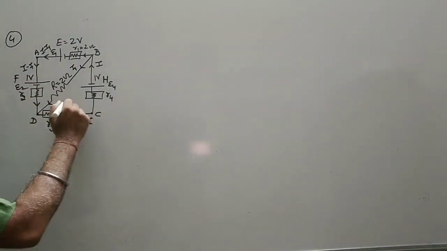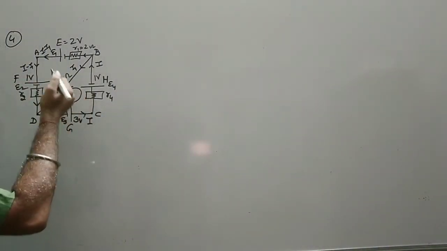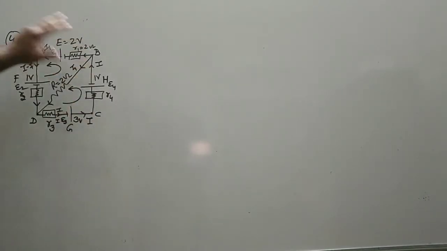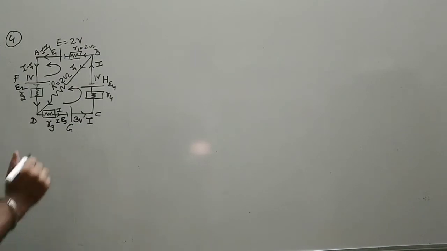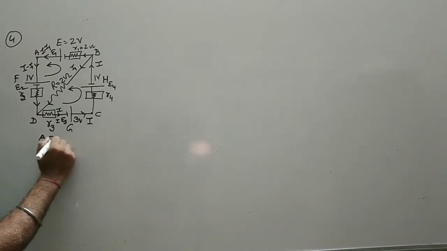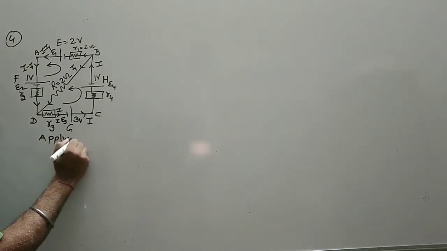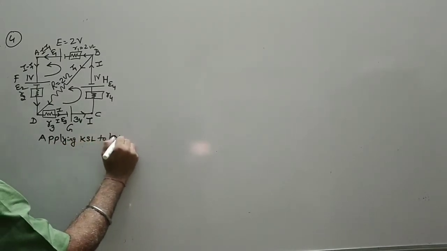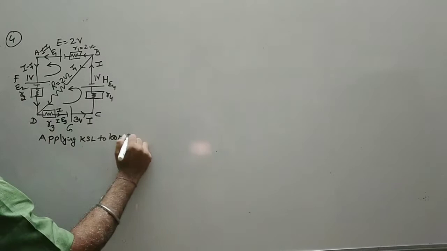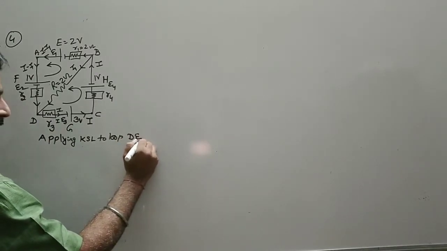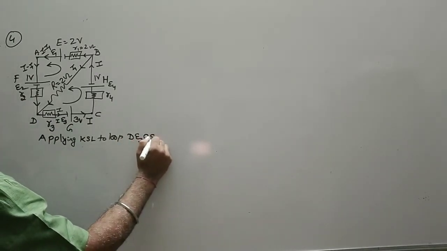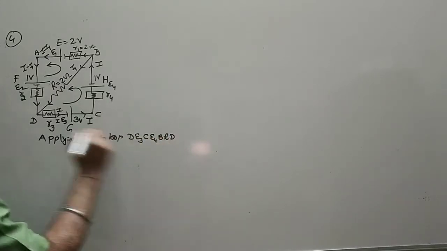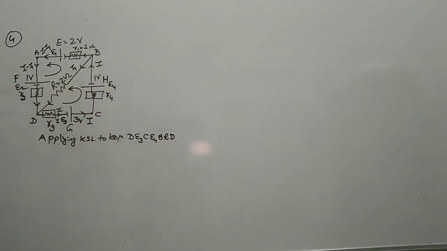So we have these 2 loops. One loop is taken like this and another loop is taken like this. You can take an entire loop also. You need 2 equations because we have 2 unknowns. So applying Kirchhoff's second law to the loop, let us start the loop with D. So D, E3, C, E4, B, R, and again D. So this is the loop direction we have taken.